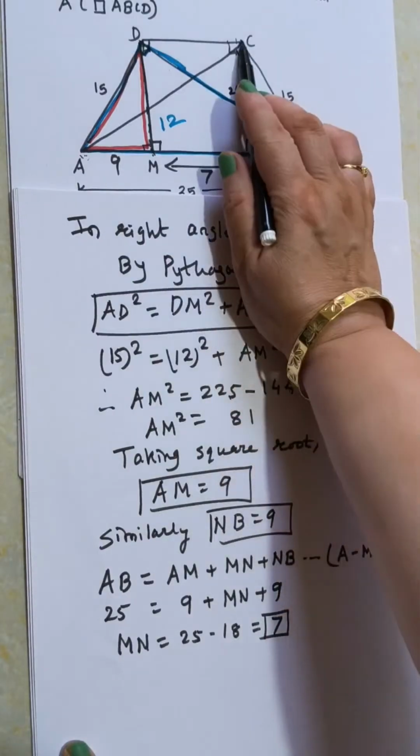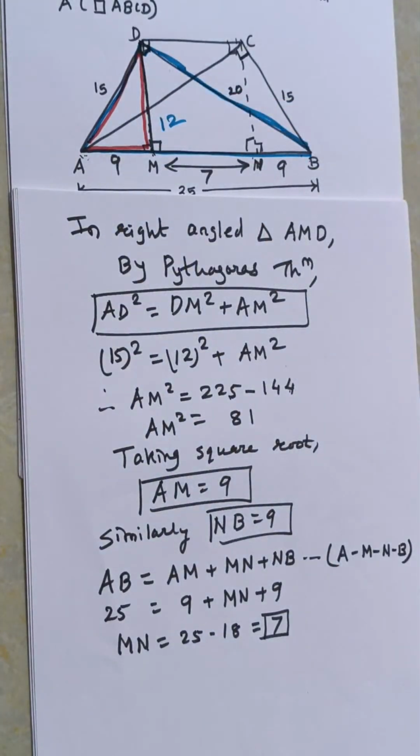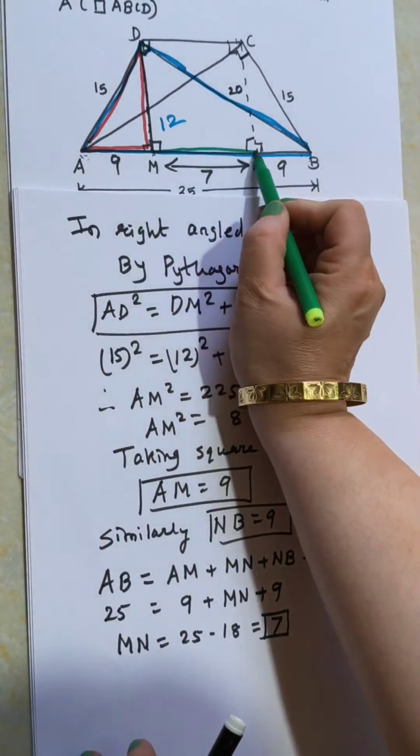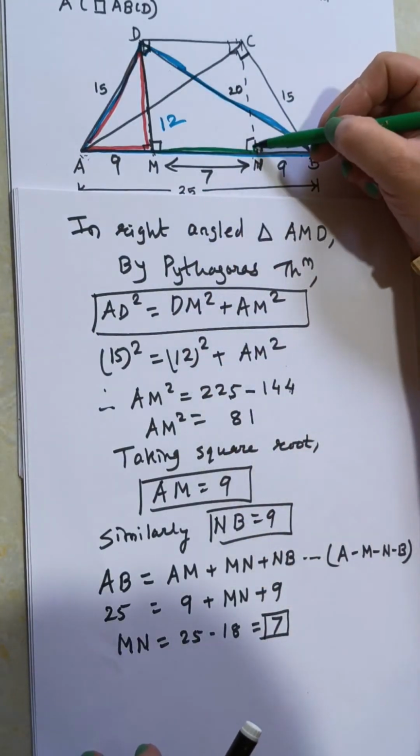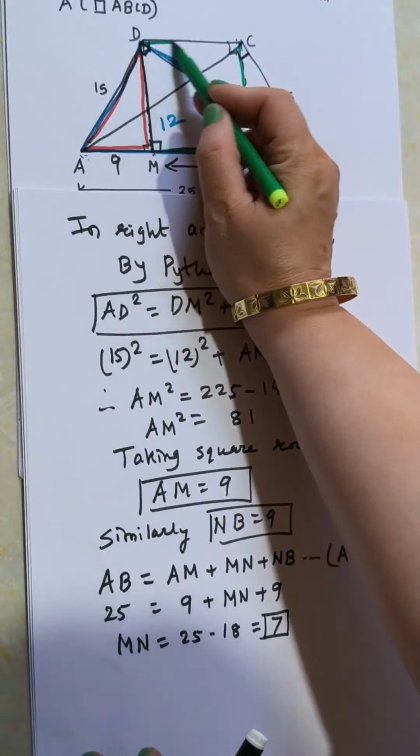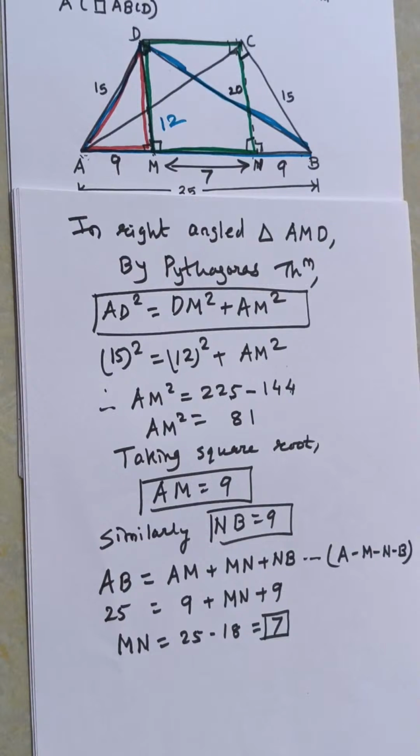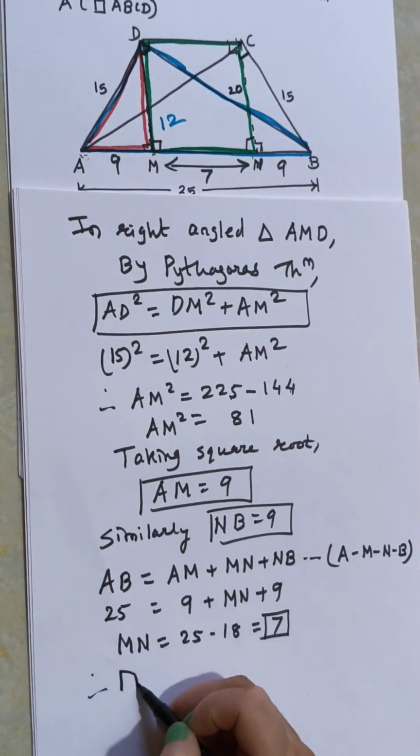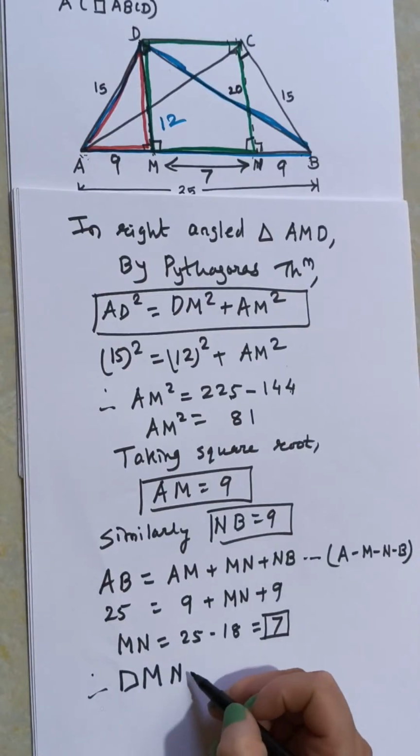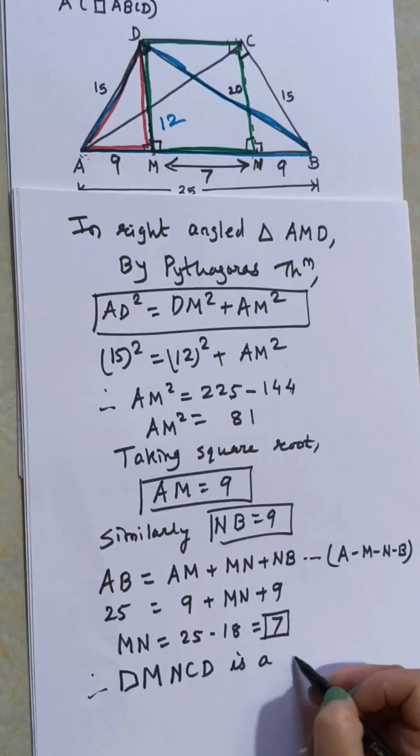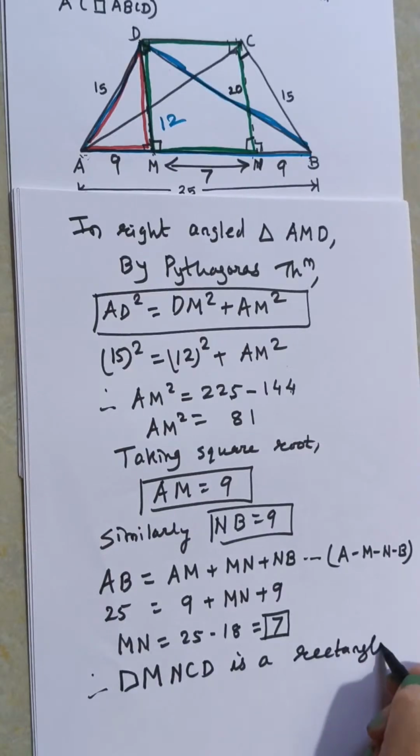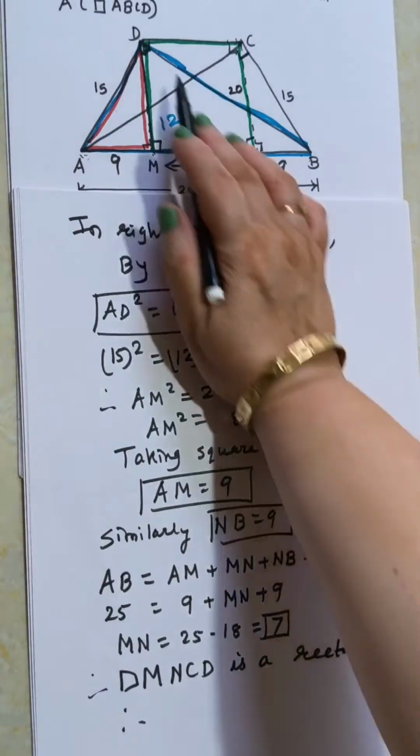Quadrilateral MNCD is a rectangle. Let me show you by green color that quadrilateral so that you can understand. MNCD, okay, so this is a rectangle. Rectangle, opposite sides are congruent. Therefore quadrilateral MNCD is a rectangle and therefore MN is equal to DC.